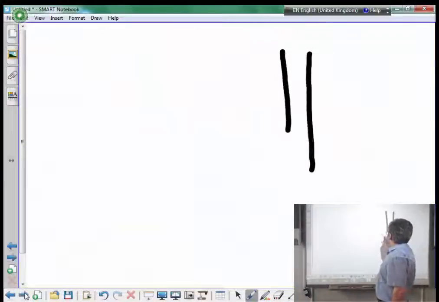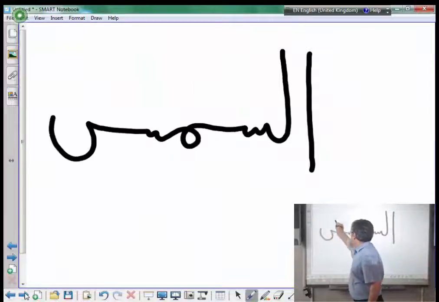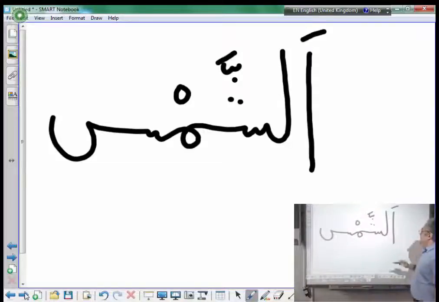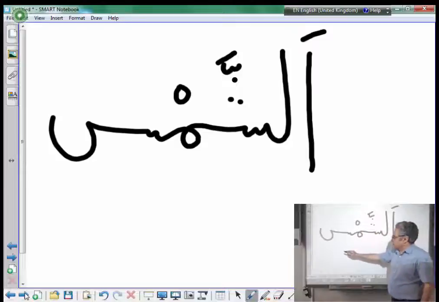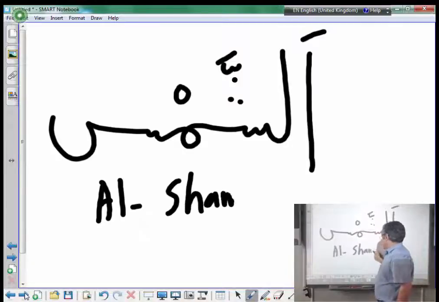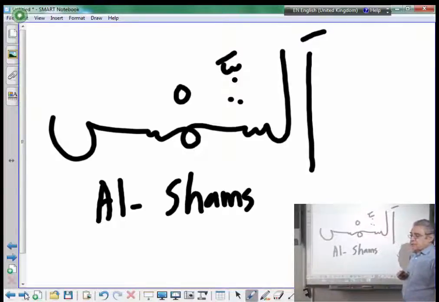Maybe we can take this one and pronounce it. How do I pronounce that one? Al-shams. What is the meaning of al-shams? As you see, al-shams. You can see the poor tongue will move from lam to sheen, and that is very exhausting. Al-shams means the sun.